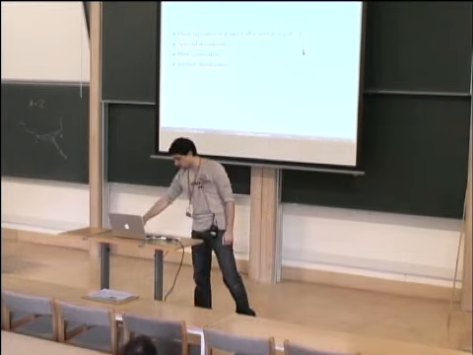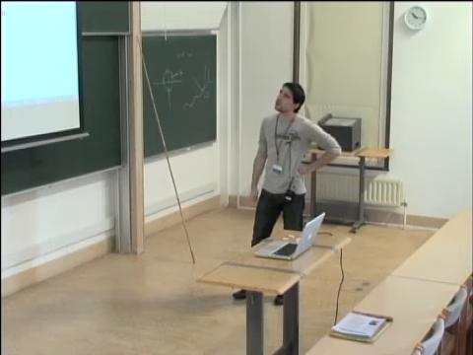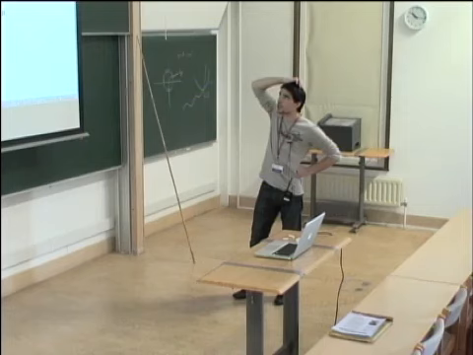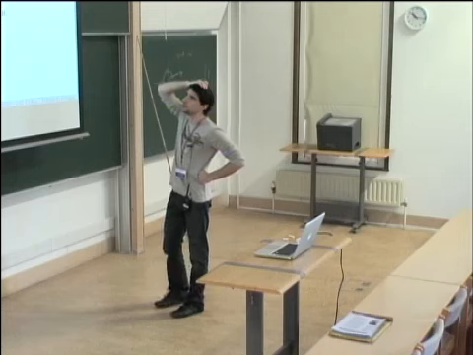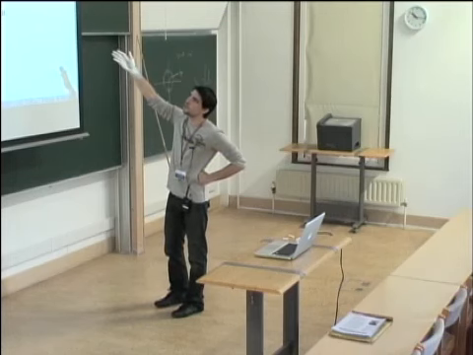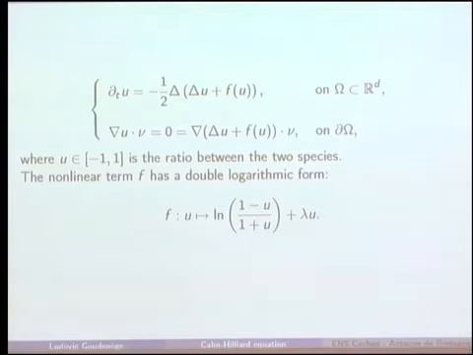So this is the equation. You have an evolution in time, and you have the Laplace operator. It is a fourth order equation, so there is no maximum principle. You have a nonlinear function, this is the function f. This function has a double logarithmic form, so you have singularities in 1 and -1.